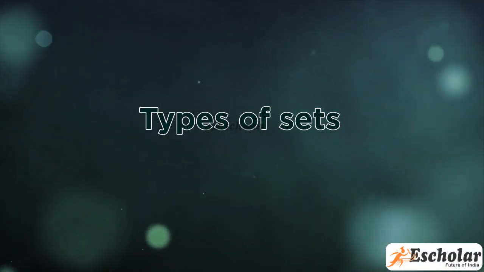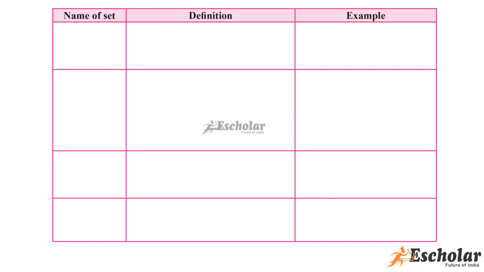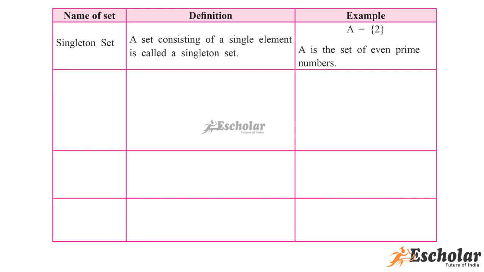Type of sets. Name of set. Definition. Example. First, singleton set. A set consisting of a single element is called a singleton set. A is equal to {2}. A is the set of even prime numbers.